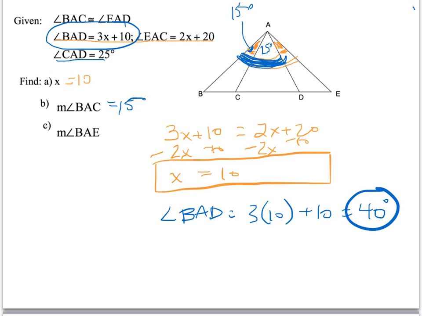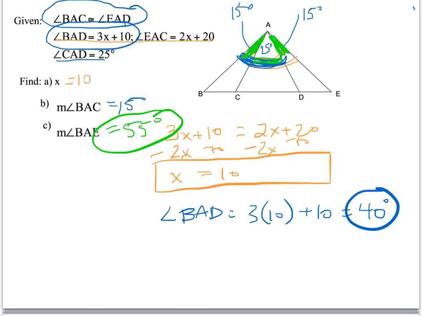So our second answer is 15 degrees. Angle BAE, we're going to have to use some addition to find that. Going back to my original piece of given information, BAC and EAD are congruent angles. They are both 15 degrees. So we have three angles now. We have a 15 degree angle, a 25 degree angle, and a 15 degree angle that make up angle BAE. Add them up, we get 55 degrees total. Those are your three answers for this particular problem. You may want to look at this problem multiple times because, like I said, for whatever reason, a lot of guys end up missing this problem.